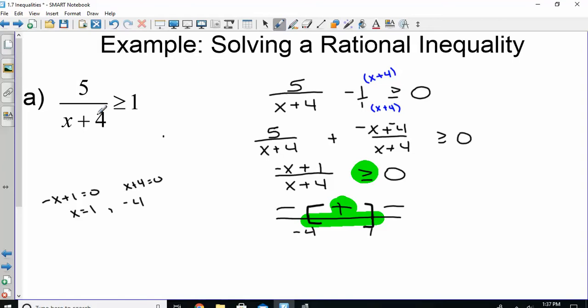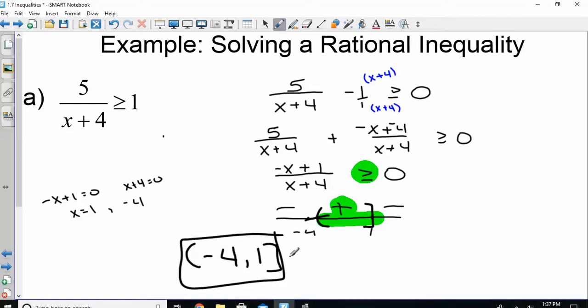If you look at the very original, what can x not equal? -4, because you can't get a 0 on the bottom. On these rational ones, no matter what, the denominator always has a parenthesis, because you can't get 0 on the bottom of a fraction. So our answer is parenthesis, -4, 1, and the 1 has a bracket.